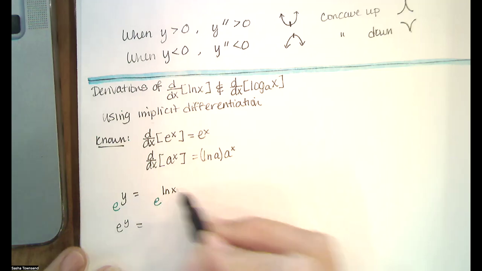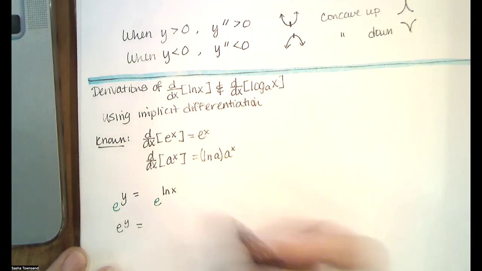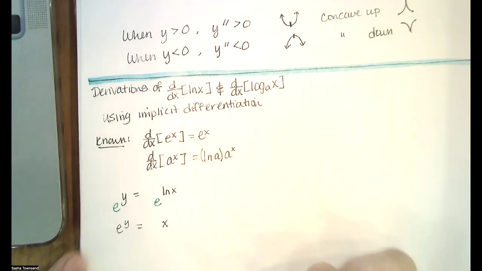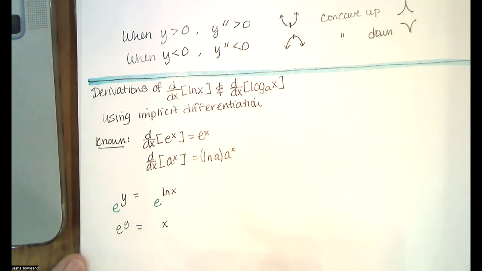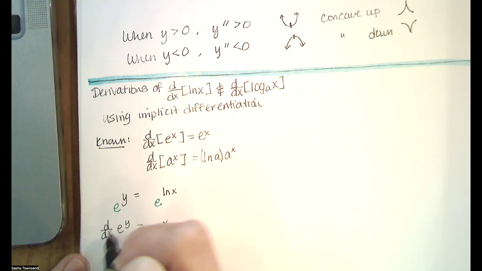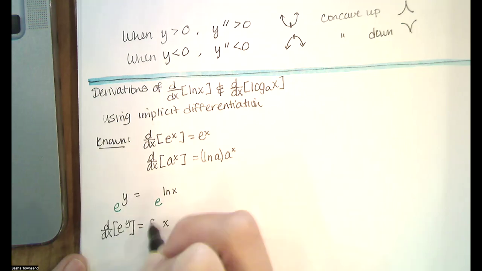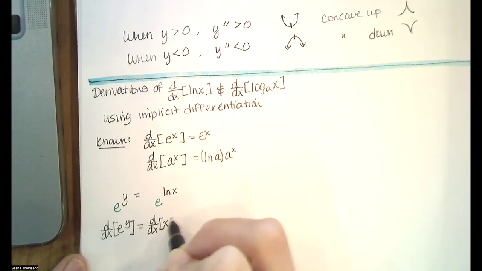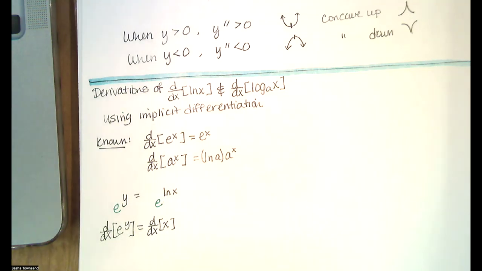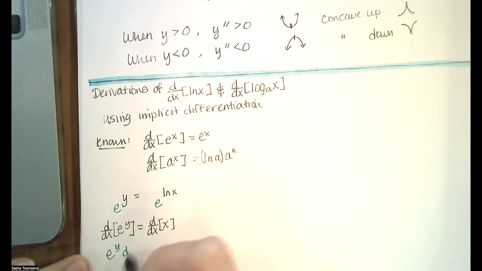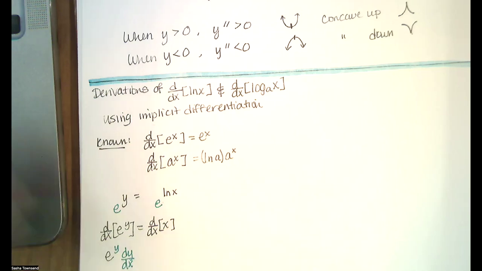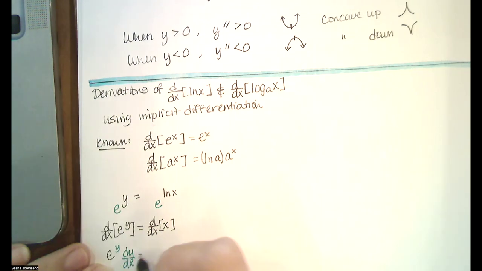I don't know the derivative of natural log of x yet. I do know the derivative of e to the y using implicit differentiation. So now we can differentiate implicitly and try to find that derivative of the original function that we started with. So we'll differentiate both sides with respect to x, treating y as a function of x, because y is actually natural log of x. And here we have to use the chain rule. The derivative of e to some power is e to that power times the derivative of the inside. And the derivative of x is 1, of course.